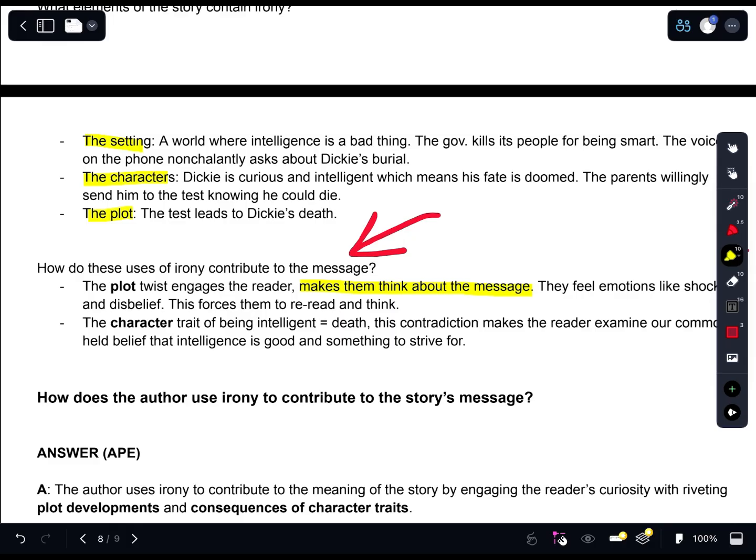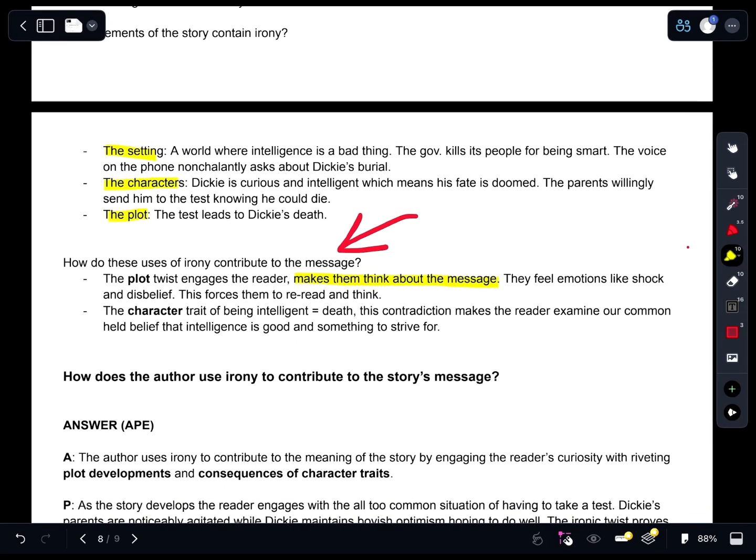You have to go back. It's a big plot twist. And that really engages the reader. And it makes them think, wow, what just happened? Why would this happen? So they do feel emotions like shock and disbelief. This forces them to rethink, to reread and think.